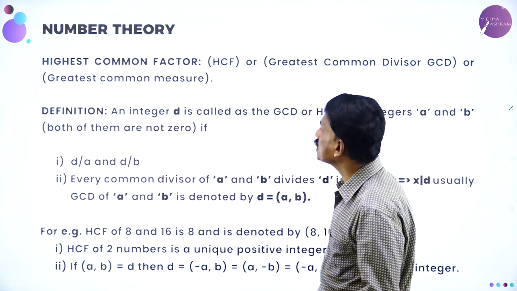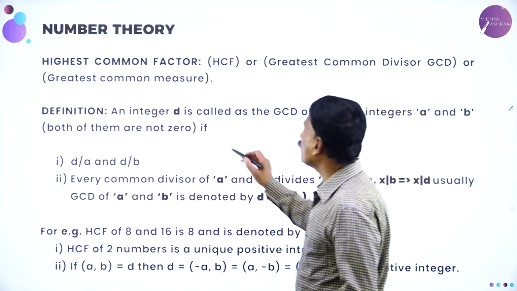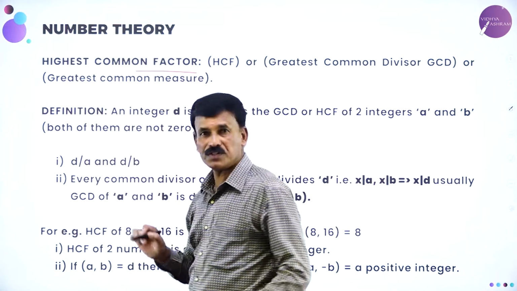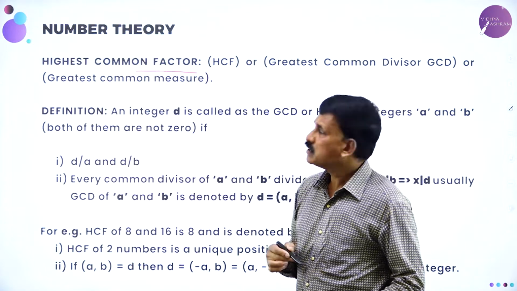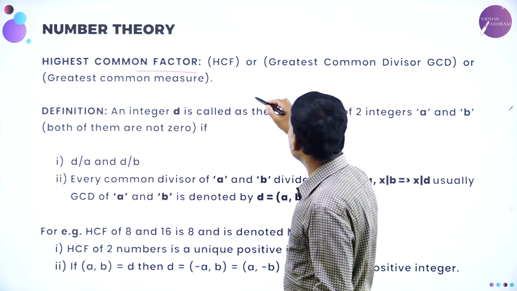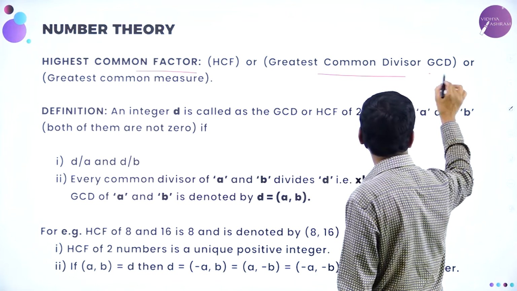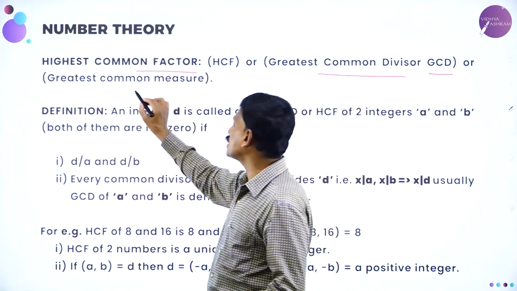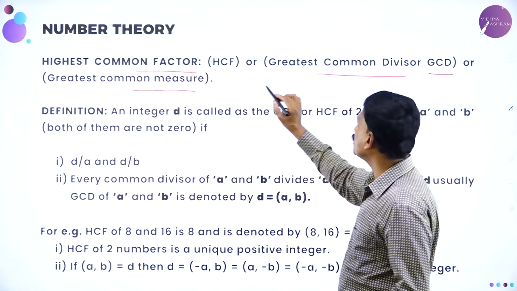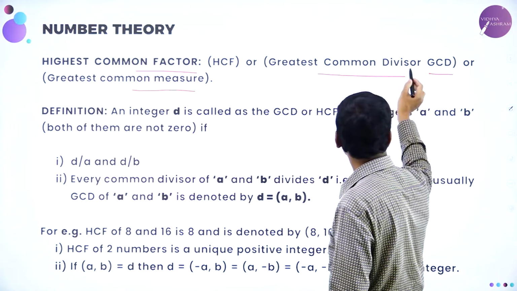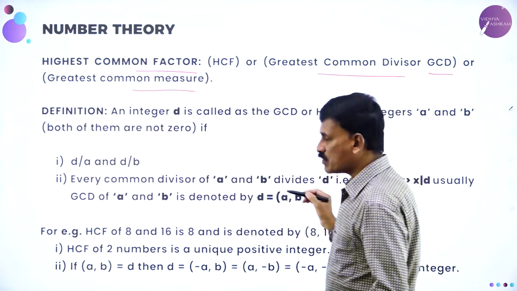Now let us come to the next concept. Now let us find out the highest common factor. So far we have discussed the LCM, least common multiple. Now let us find out the HCF, highest common factor, or greatest common divisor, that is GCD, also called the greatest common measure. So what is the definition?